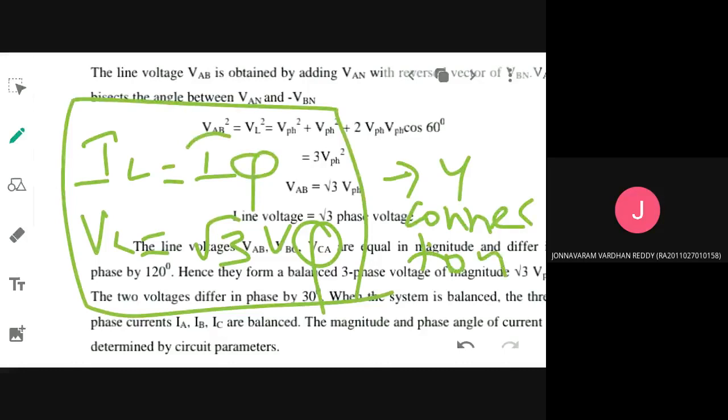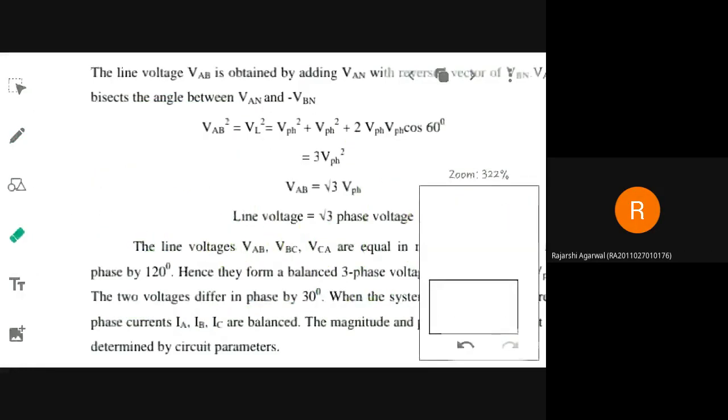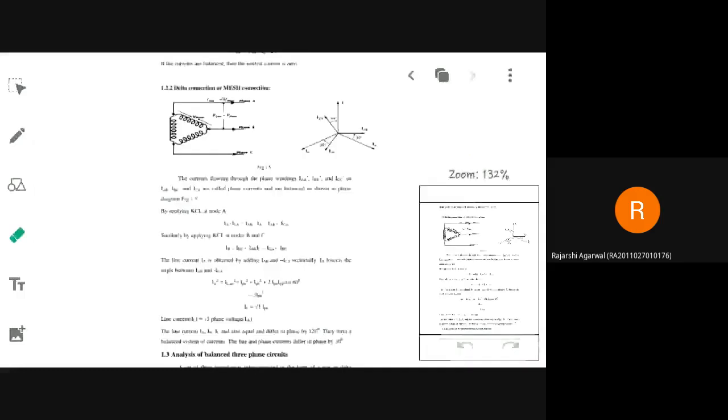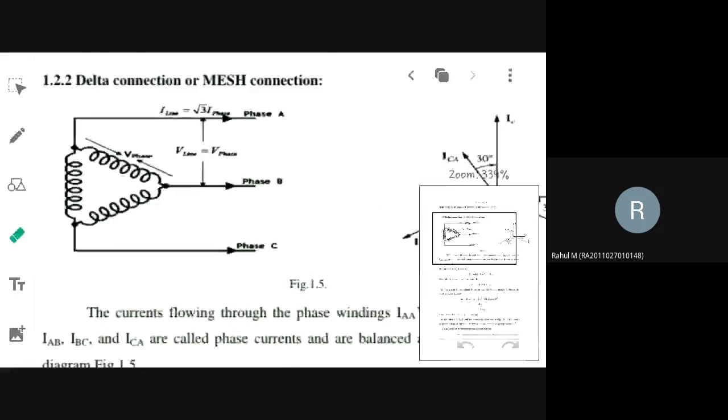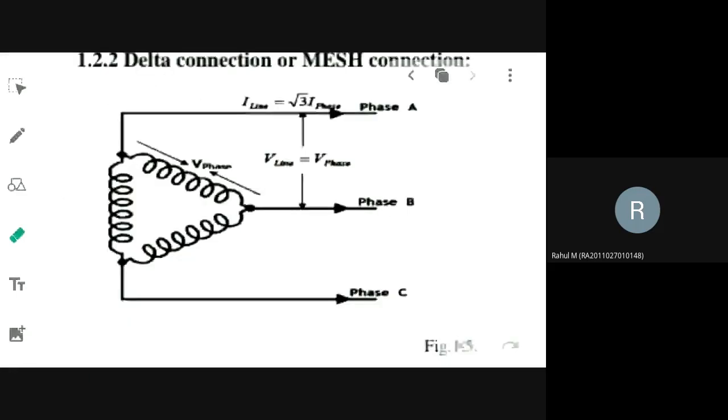Yes, ma'am, proceed. Let us move to delta connection. With that, we'll close the class. Now what happens for a delta connection, we'll see. Again, one diagram I am showing. What type of connection is that? Delta connection. So what relationships are given here?